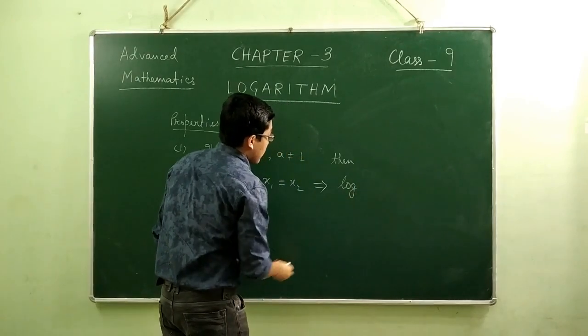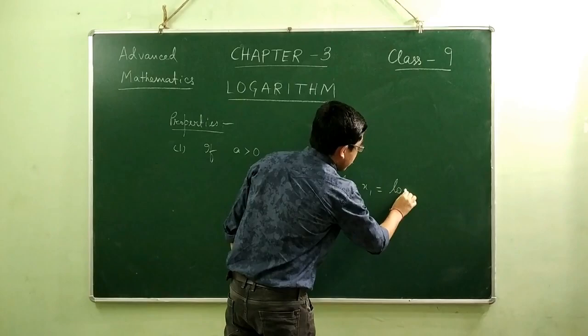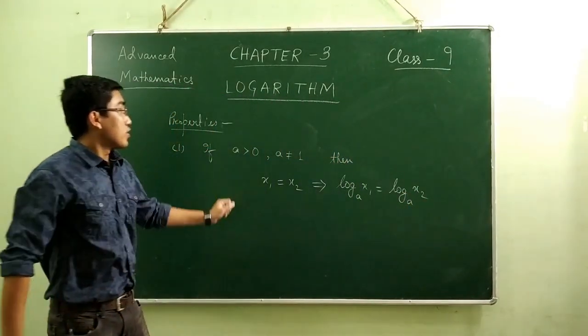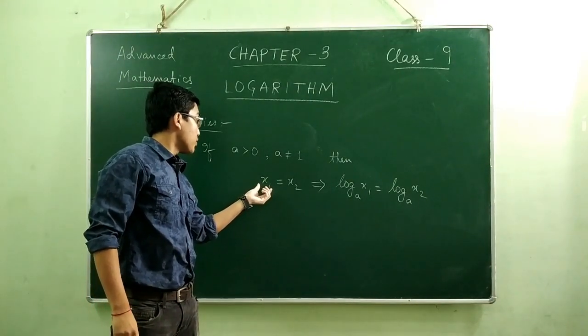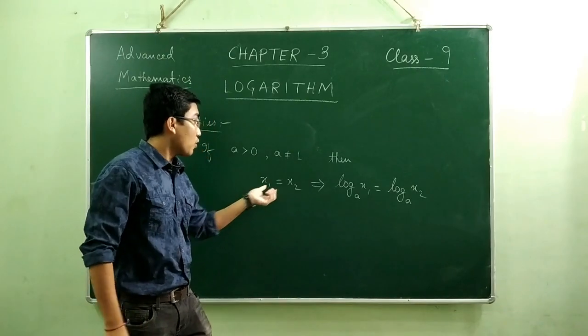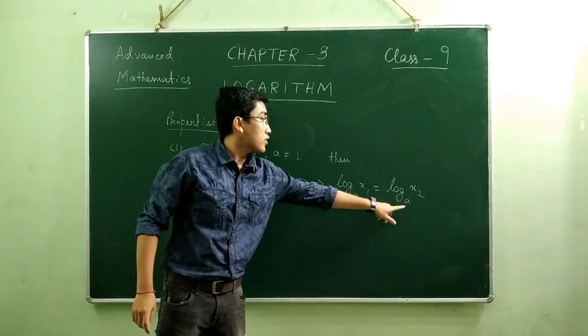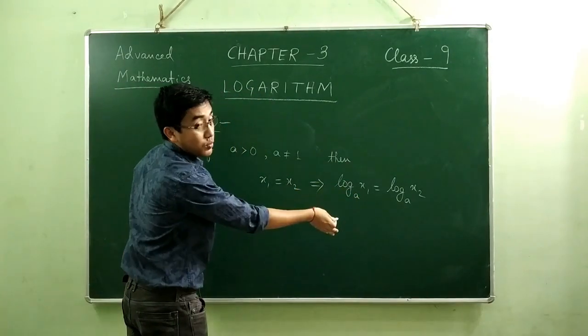log base a x1 is equal to log base a x2. This means that if I have two real numbers which are equal, then if I take the log of the two real numbers on both sides with respect to the same base, here a, then we get the same value.